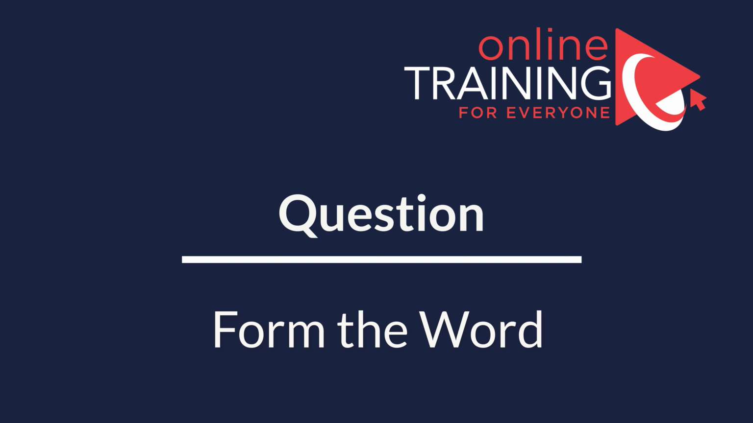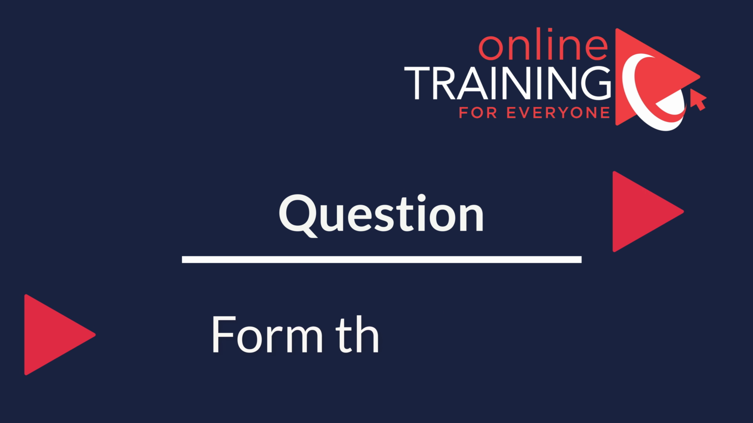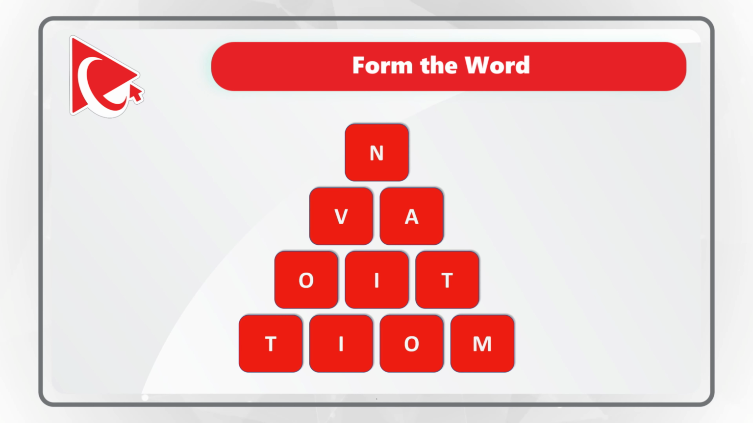One of the very hard challenges is forming the words using a certain number of letters of the English alphabet. In this question, you're presented with 10 letters, and you need to form the word using all the letters only once. The letters are N, V, A, O, I, T, T, I, O, M. Do you see the word here?